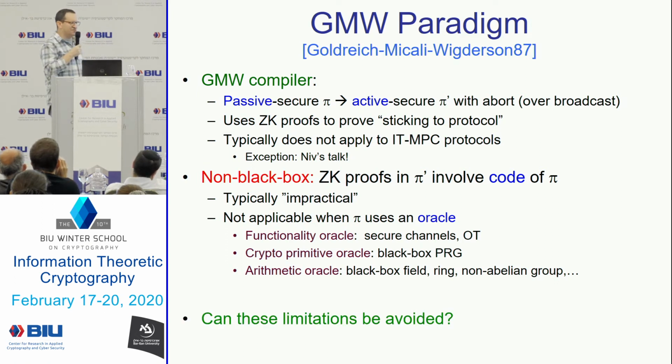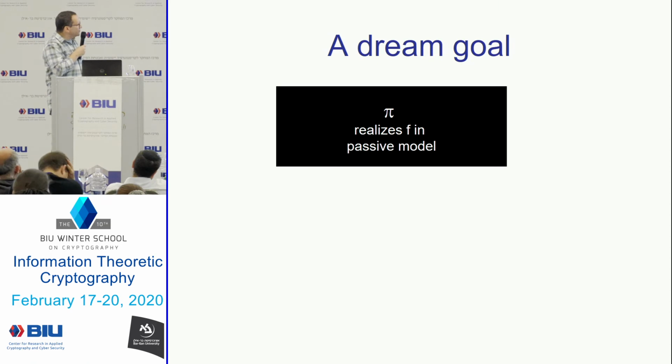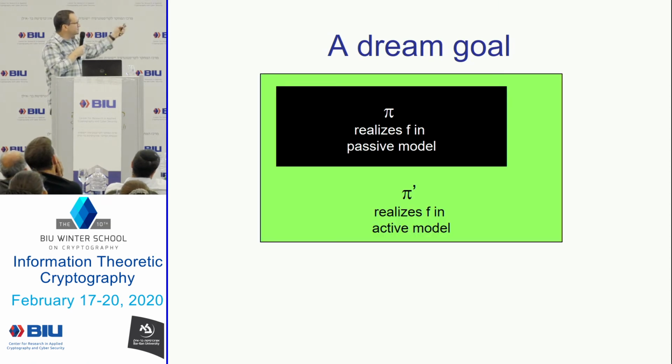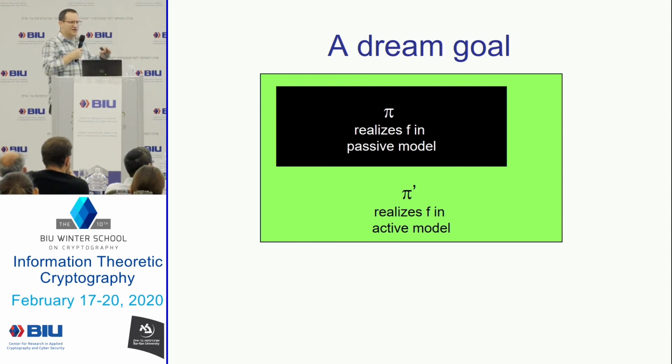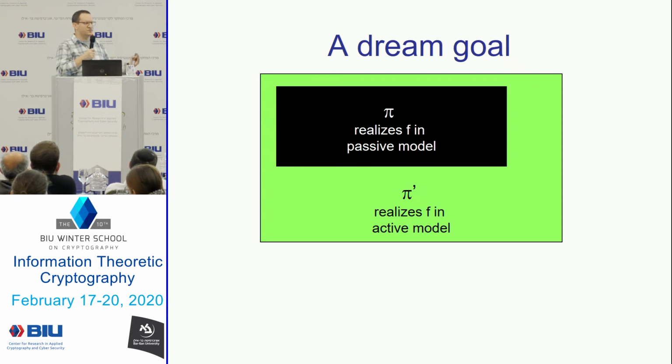So we want some kind of a black box alternative. If you think of the dream goal of taking a passively secure protocol and converting it in a black box way into an actively secure protocol, this goal is impossible. For instance, if you think of a zero-knowledge functionality, it has a trivial protocol in the passive case, right? I just tell you, hey, the statement is true, and you believe me because I'm honest. And obviously, this protocol cannot be used in a black box way to get actual zero-knowledge protocols against an active party. Okay, so this is a dream goal that we cannot get.